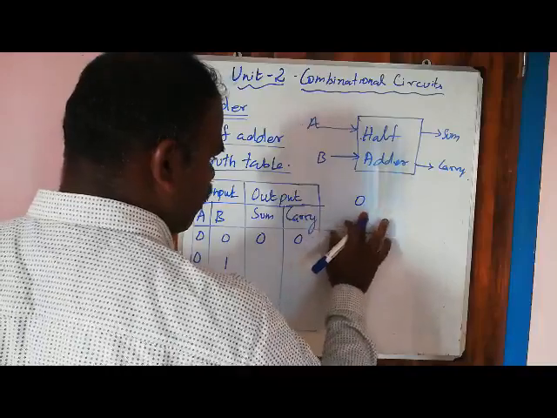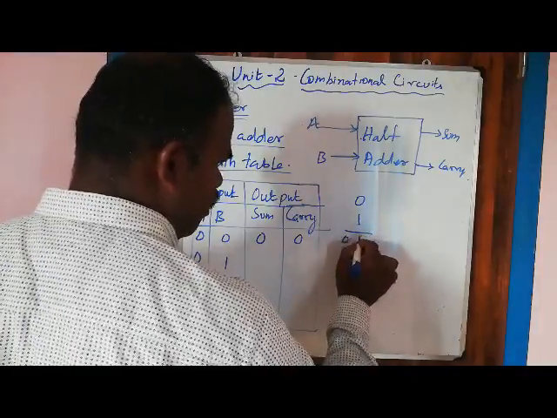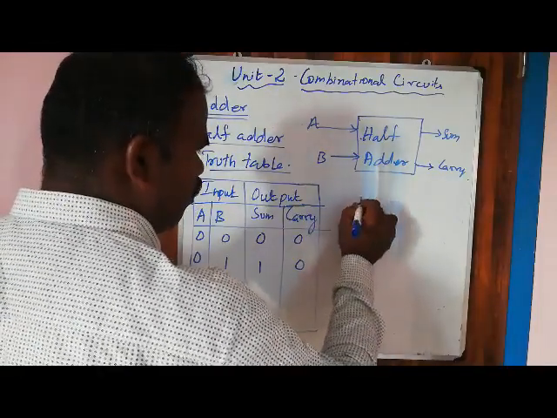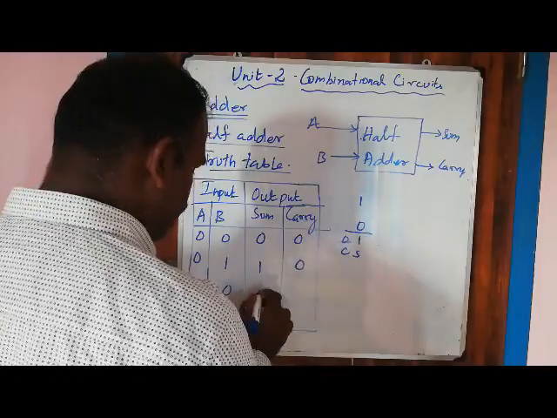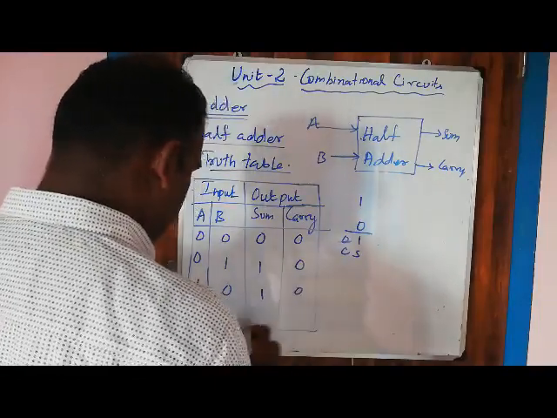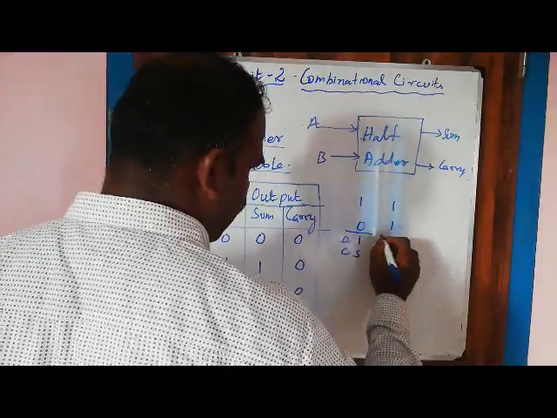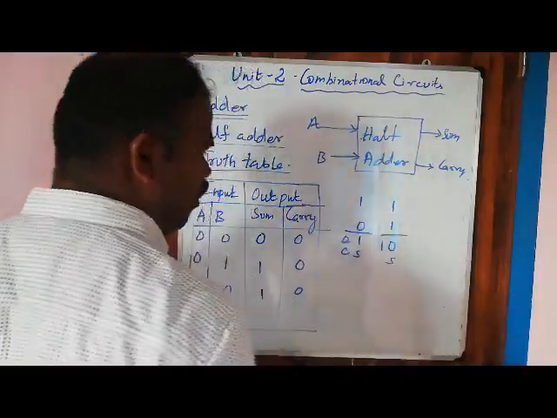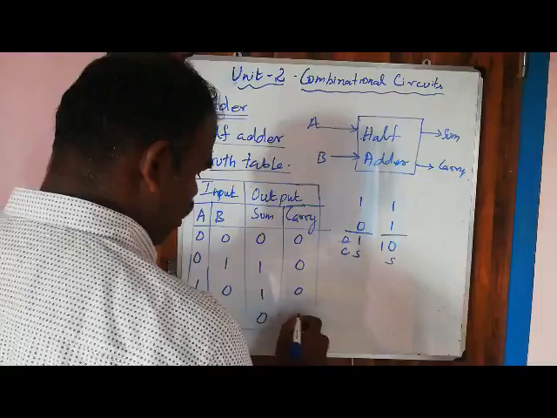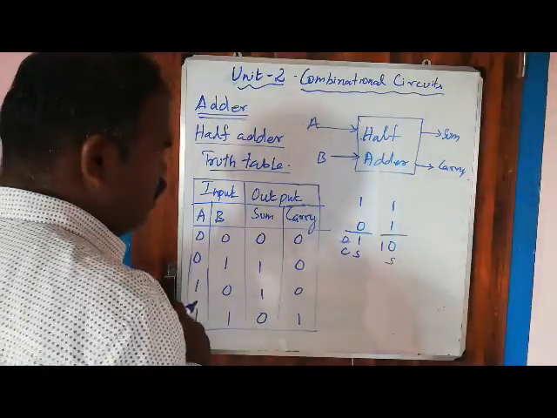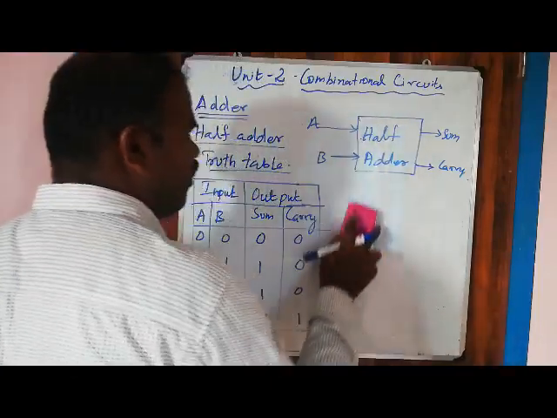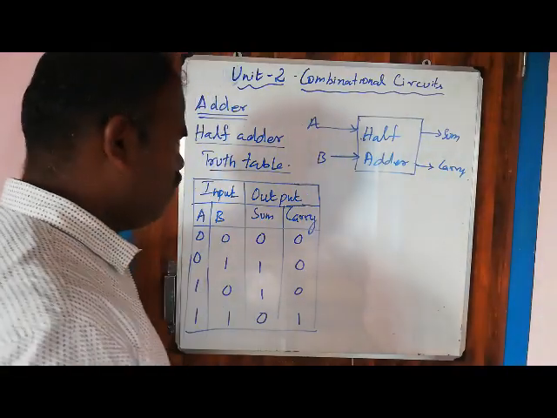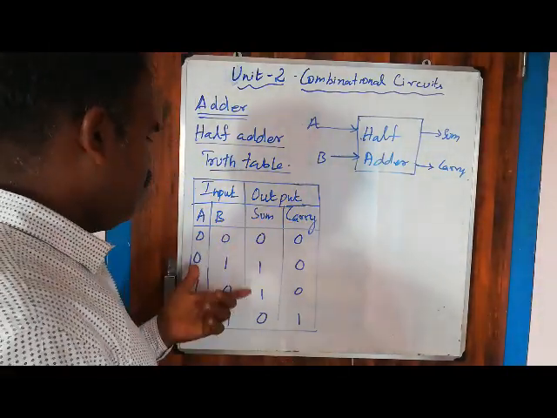If we add 0 1, sum is 1, carry is 0. If we add 1 0, similarly the same answer, sum is 1, carry is 0. If we add 1 1, sum is 0, carry is 1. This is the truth table for half adder.